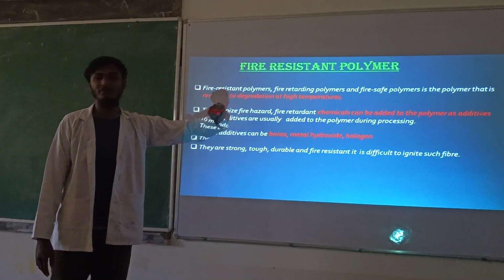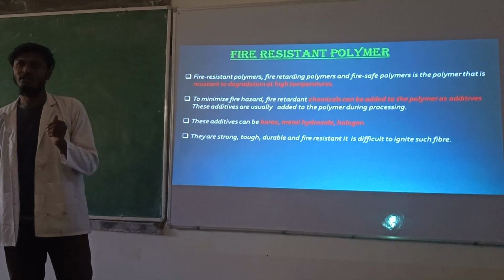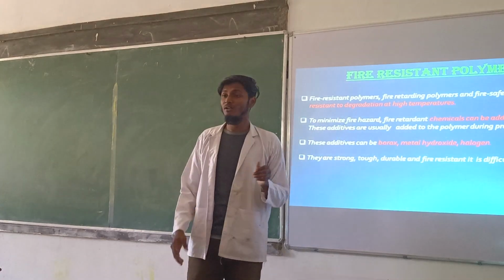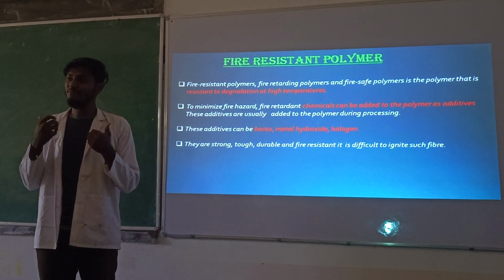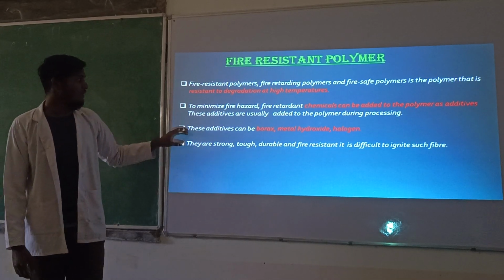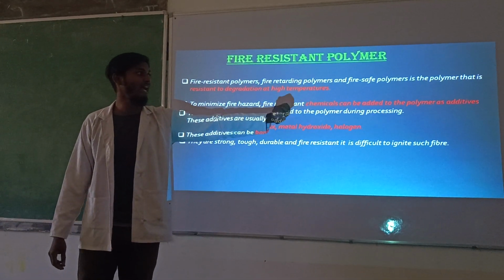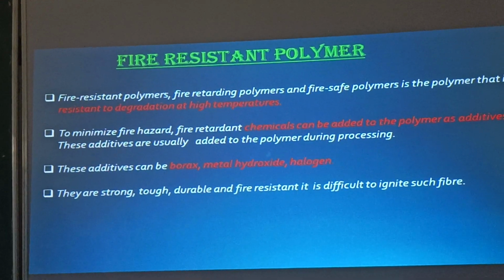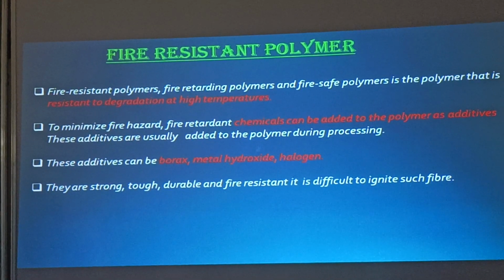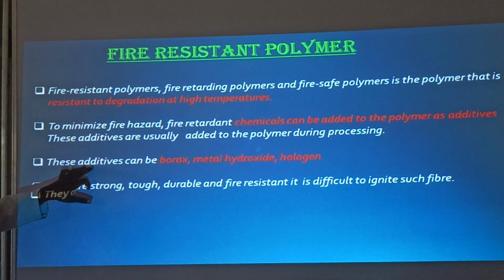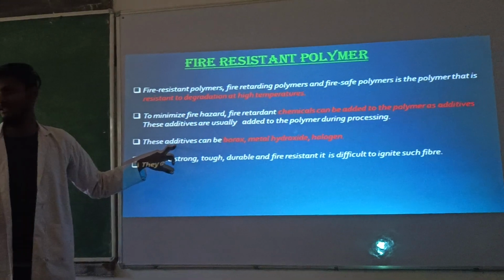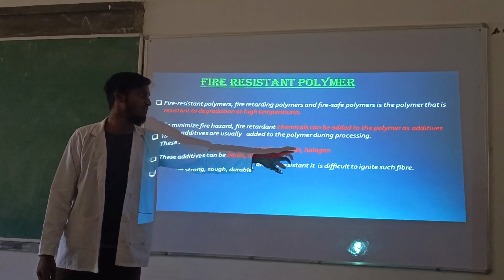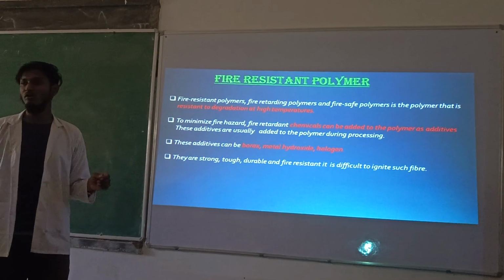Next is fire resistant polymer. The polymers which are used to resist fire. To minimize the fire hazard, fire retardant chemicals are added to a polymer. Additive chemicals are added to a polymer during polymerization, the process we do for making a polymer. The additives used in the polymerization process to retard fire are borax, metal hydroxide, and halogen. These are the examples. They are strong, tough, and durable.